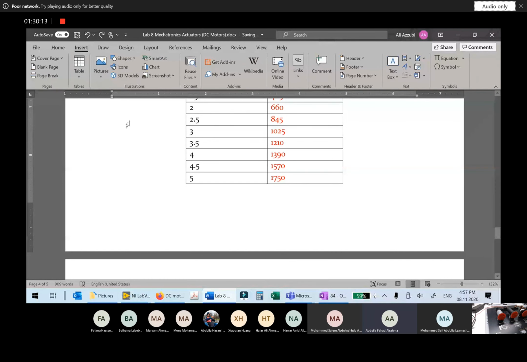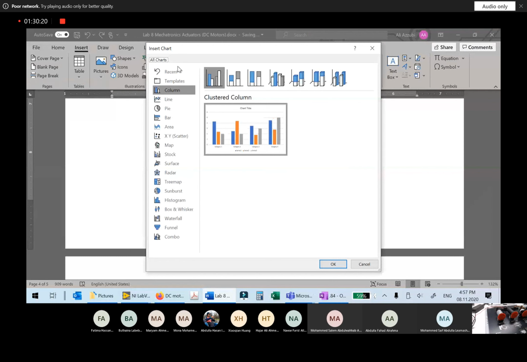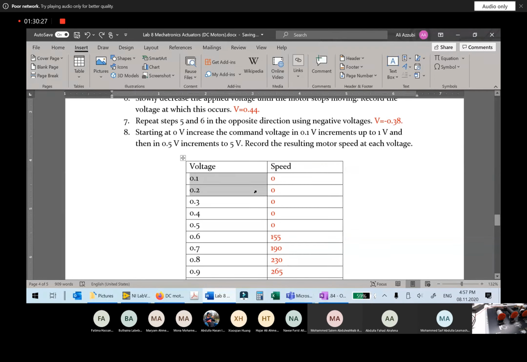Isn't it easier to put it in Excel? I think it's easier, but now I'm challenging myself. I want to do it in Word. It's supposed to be the same, right? You have XY scatter, and then it should work. Okay, let's go to Excel.